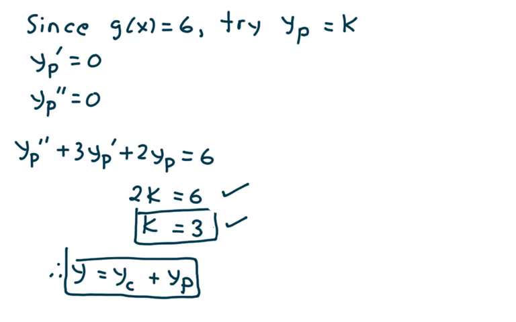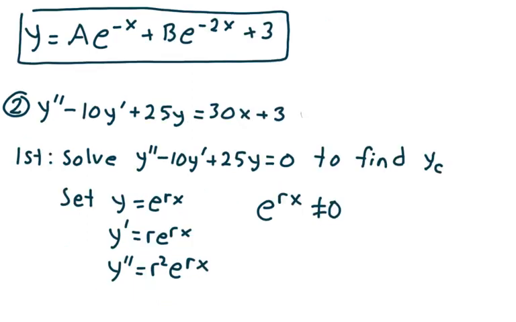Now, my general solution, y, is equal to y sub c plus y sub p. So it's the complementary solution plus the particular solution. Putting that all together, I get y equals a e to the -x plus b e to the -2x plus 3.